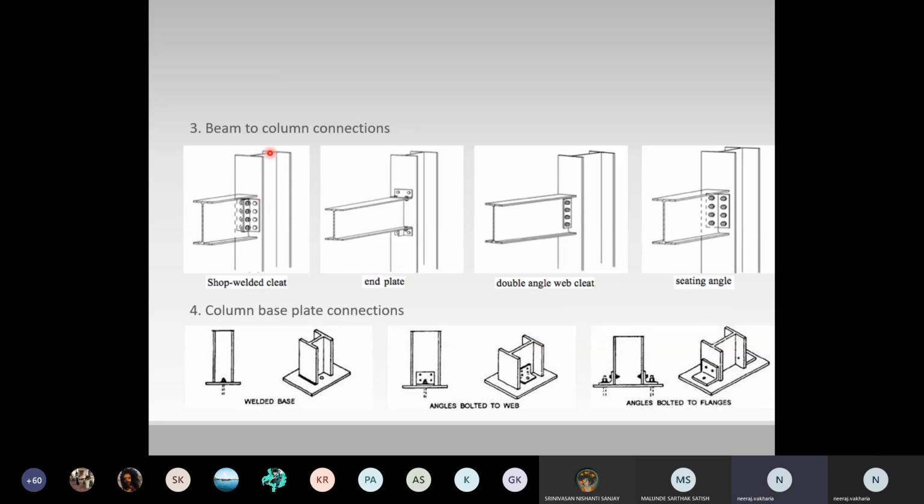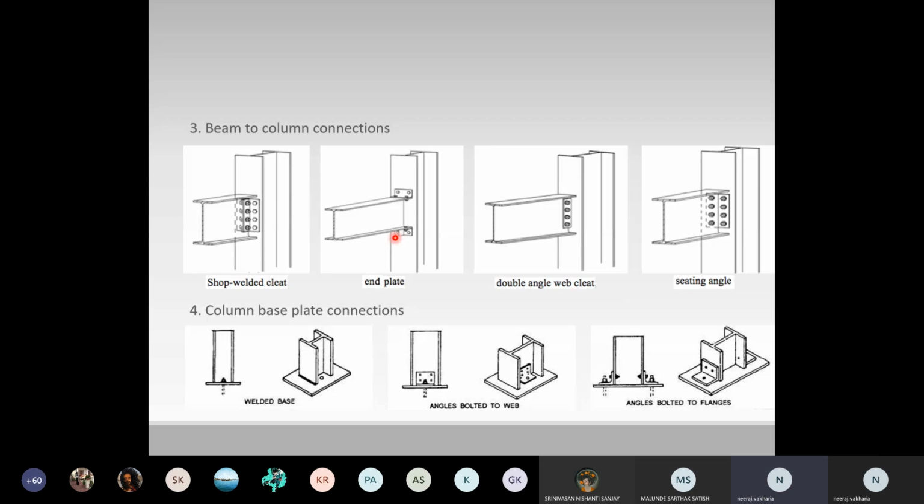Then the third type is beam to column connection. There are shop welded cleats available. I mean, they already weld these cleats to the beam so that you just have to fix it to the column on site, and you don't have to separately connect these angles to the flanges. Then there is a connection using end plates to the flanges. Then double angle web plates on both sides getting connected. And seating angles, again just the basic types.